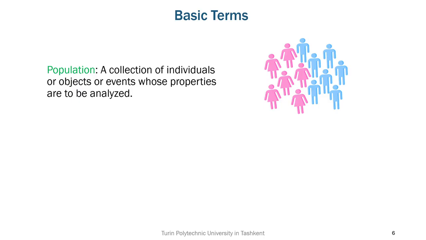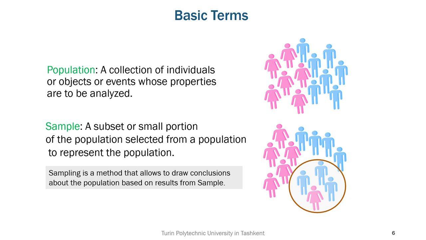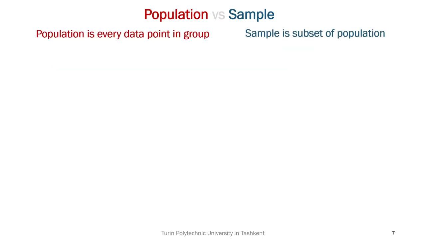There are also very basic terms like population and sample. Population is the whole group, the whole parts of our data, but sample is a small portion of the data which represents the population. Sampling is a method that allows us to draw conclusions about the population based on results from a sample.